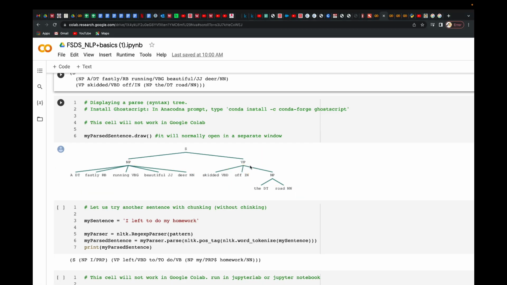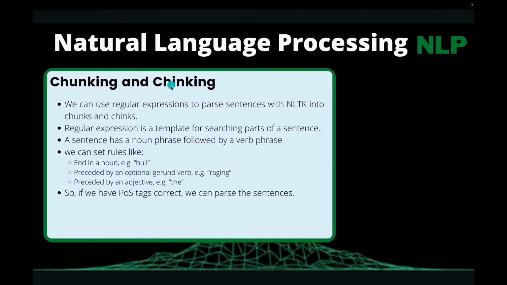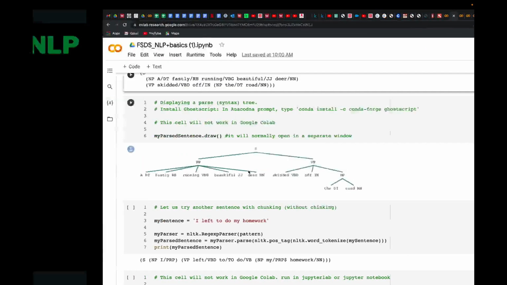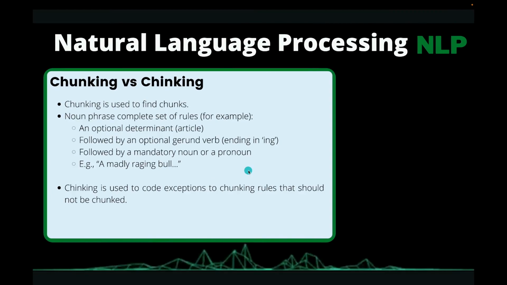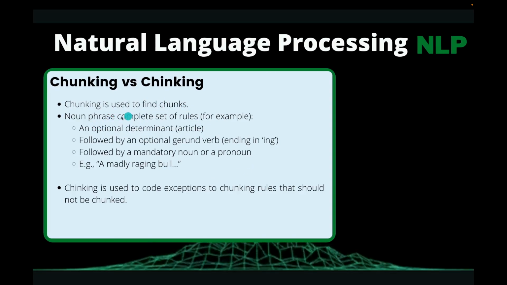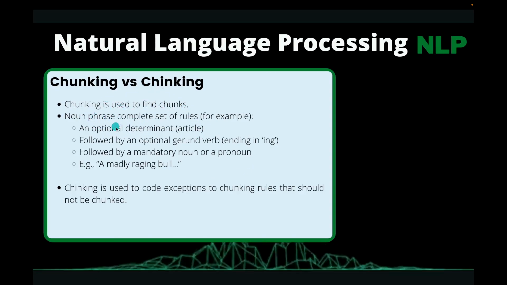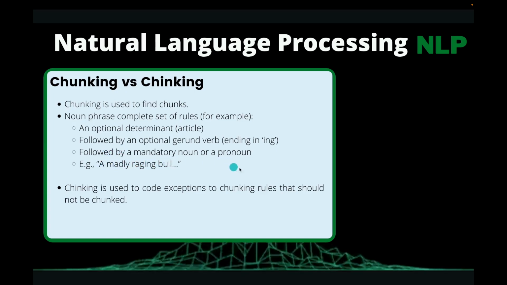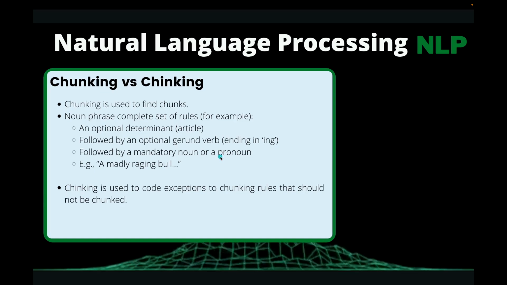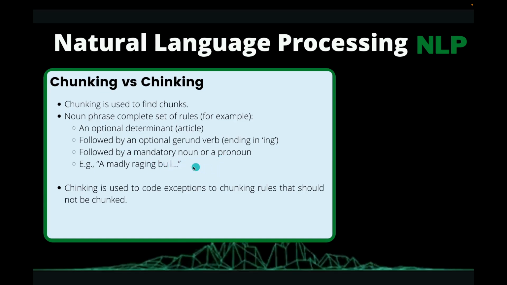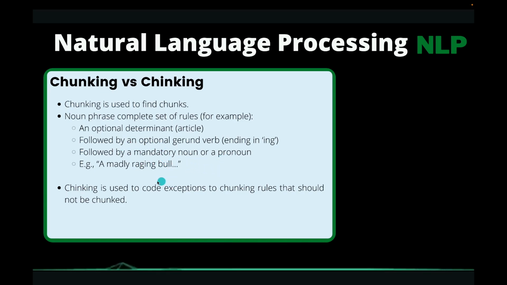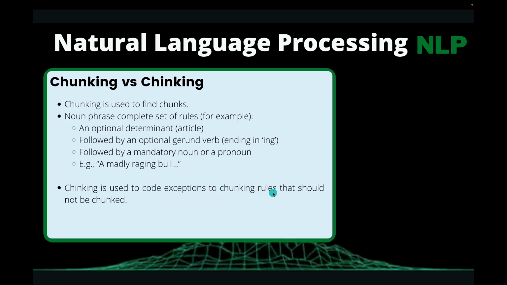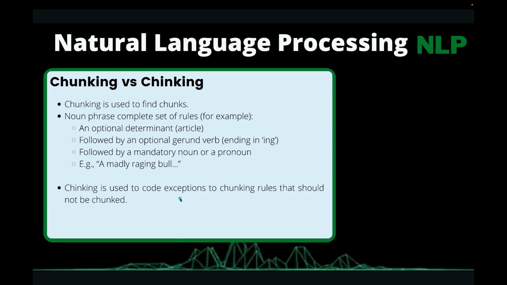And then we have another one here called chinking. Chinking is when you want to exclude something. For instance, you have some words, and then you want to exclude some part of the sentence. Take "a motherly raging bull". There were some other things over there, but you don't want those, so you can chink them out. Chinking is used to quote exceptions to chunking rules, things that should not be chunked.